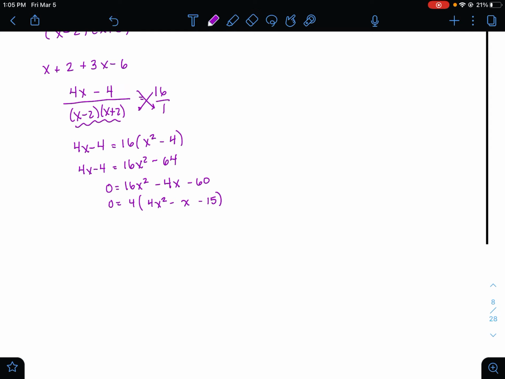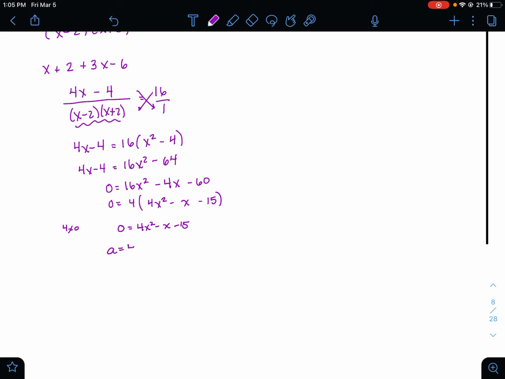Right, so at this point it is technically the zero product property. So I would set 4 equal to 0, and we say, oh, that doesn't make any sense, doesn't work. So we sort of forget about that 4. But then we have 0 equals my 4x squared minus x minus 15. Now I could try factoring this, but I'm going to tell you right now it's not factorable because we end up getting all these weird decimals. So we are going to use quadratic formula.